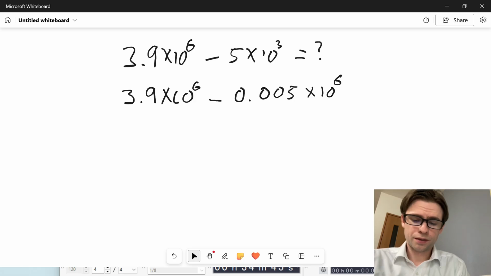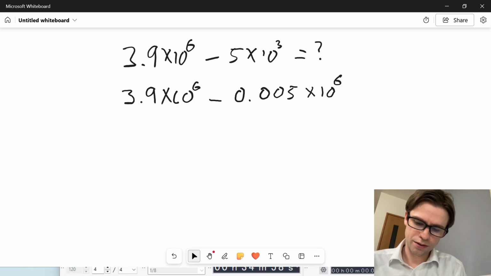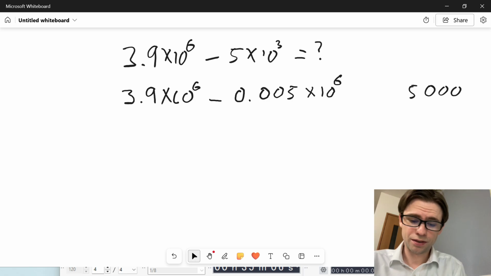0.005. You can check if that's true, because what would that be if you turn it back into a regular number? You'd go 6 decimal movements to the right: 1, 2, 3, 4, 5, 6. That would be 5,000. Is that the same as 5 times 10 to the 3? Yes, it is.